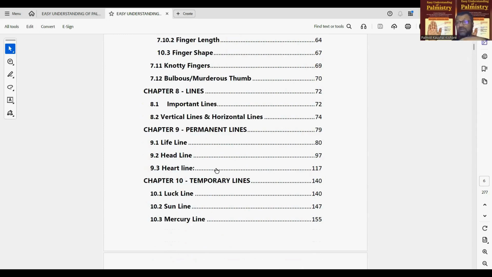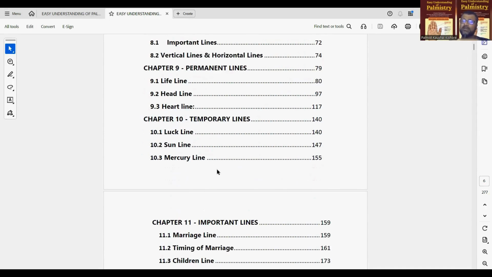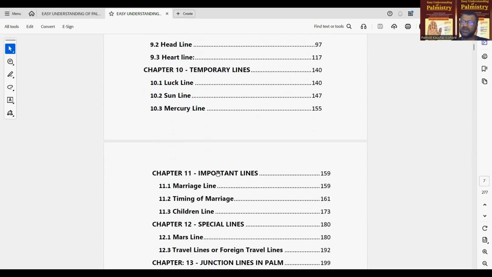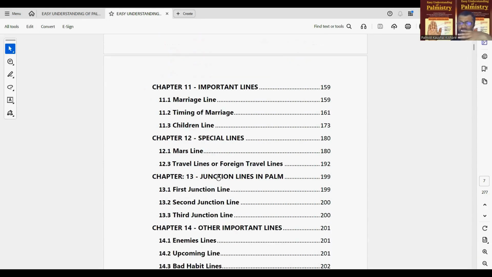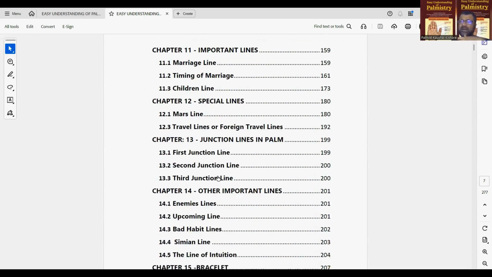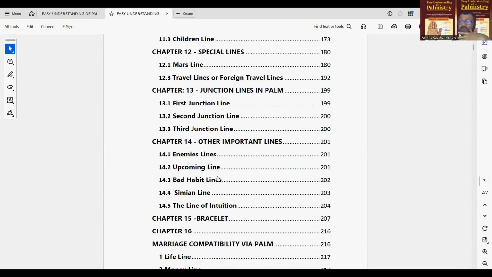I have divided the lines into various categories: lifeline, headline, heartline, upper. Then temporary lines, luck line, sun line, mercury line. Then important lines such as marriage line, children line, timing of marriage, Mars line, travel line, foreign line, enemies line, upcoming line, bad habits, line of intuition. Then I have covered the bracelet, which you will not find in any of the books. Bracelet has been covered in very great detail in the book.